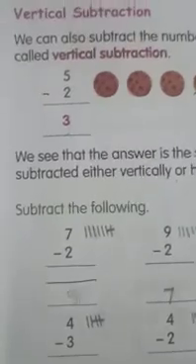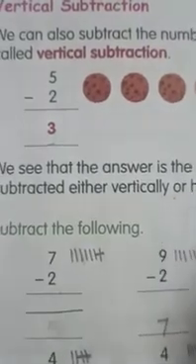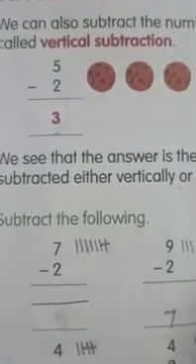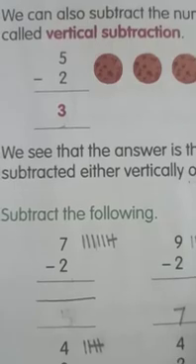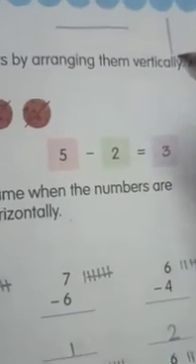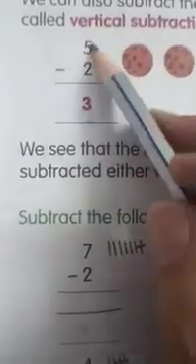Children, do you remember we have done vertical addition? In the same way, we can also subtract the numbers by arranging them vertically. It is called vertical subtraction. The sleeping line is horizontal. This standing line is vertical. So we are arranging numbers in standing form, that is 5 minus 2 is equals to 3.